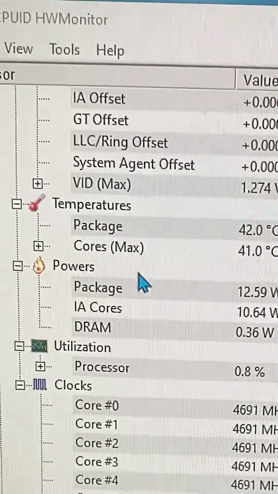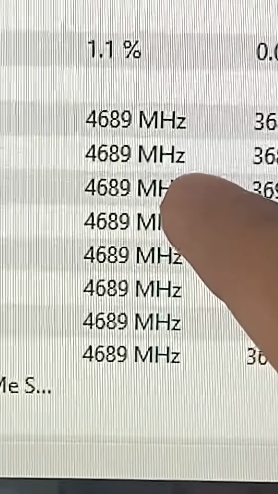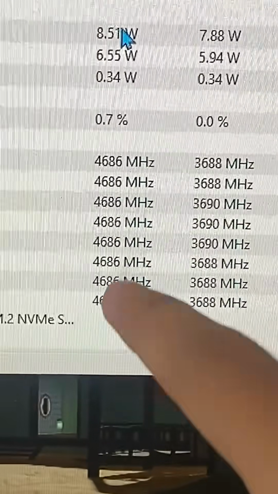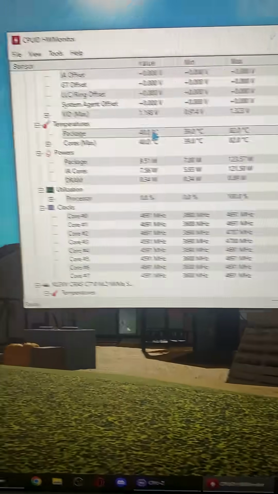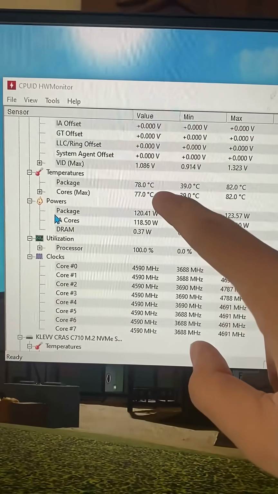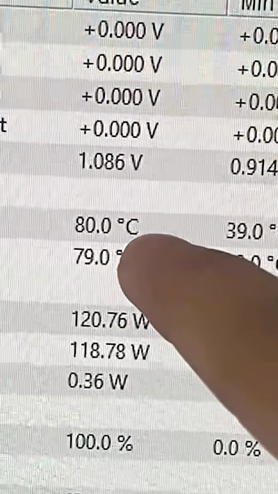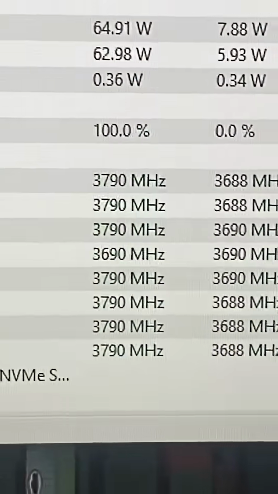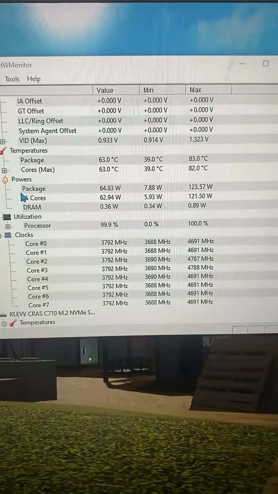So if you go over here, it shows you how many megahertz your cores are running at. Mine is all running at 4,600 something megahertz. If you do a normal CPU stress test, right here, my temperatures spike up to 80 degrees Celsius. It drops down to 3,790 megahertz. Why is that?